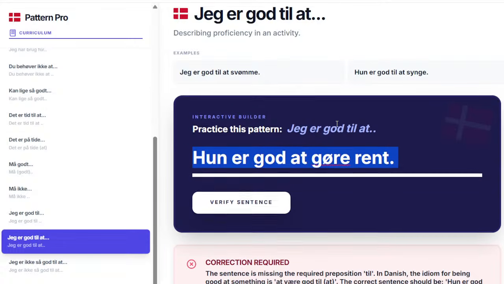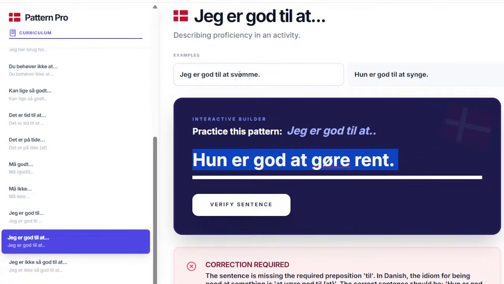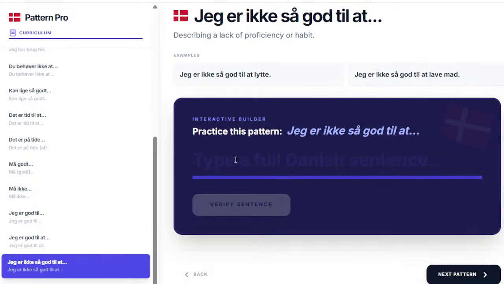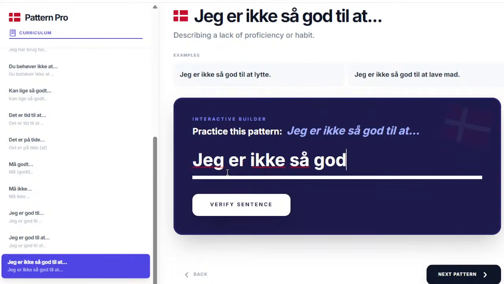Jeg er god til det. I'm good at it. Oh, I forgot to read these examples. Jeg er god til at svømme. I'm good at swimming. Hun er god til at synge. She's good at singing. Super. Alright, we're almost at the end. So you could say, jeg er ikke så god til at tegne.